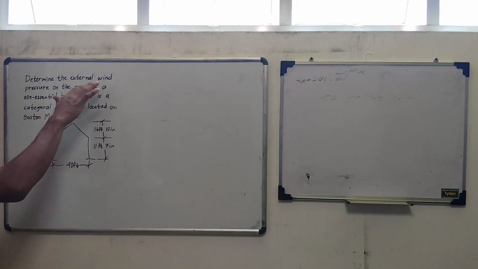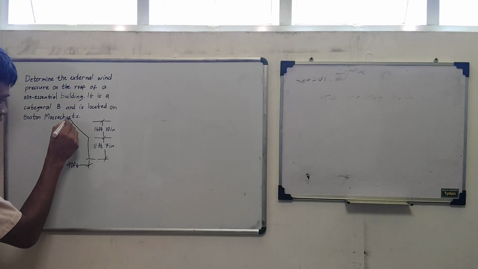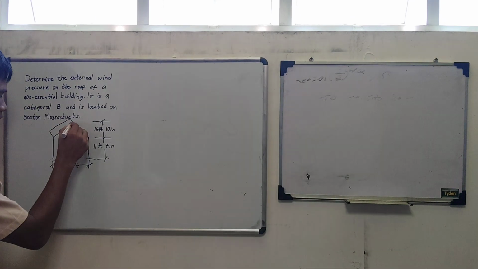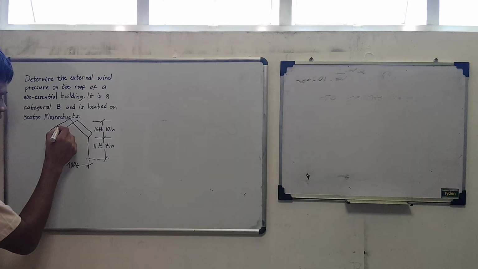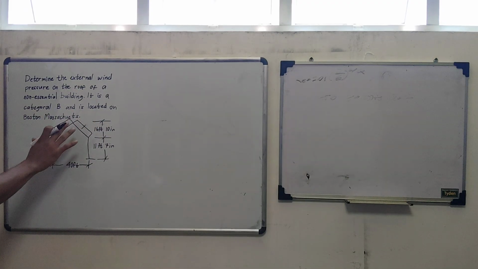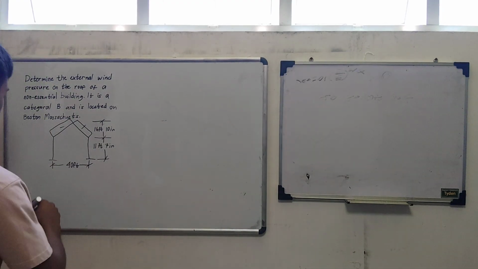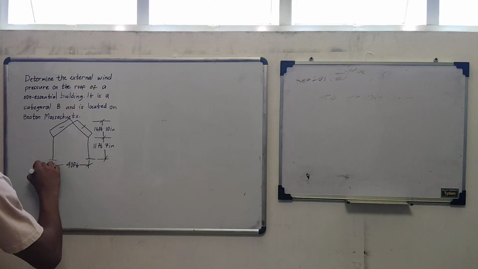So what is the external wind pressure? It is found on this spot here. This is called the windward wall, and we also have the leeward wall. The windward wall receives the wind, and the leeward wall is on the back side of it. So let's go with the solution at hand.